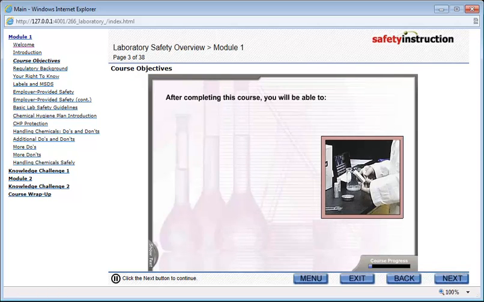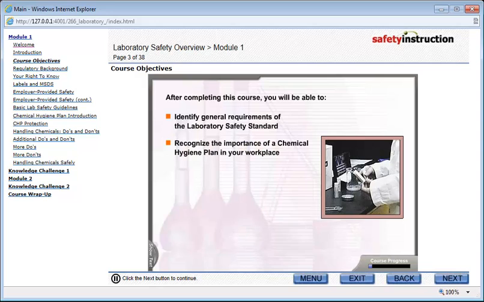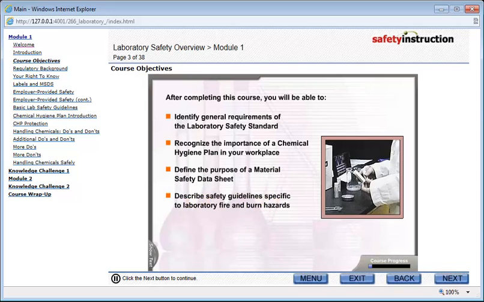After successfully completing this course, you will be able to identify general requirements of the laboratory safety standard, recognize the importance of a chemical hygiene plan in your workplace, define the purpose of a material safety data sheet, describe safety guidelines specific to laboratory fire and burn hazards, and identify general emergency guidelines to be followed in the laboratory.